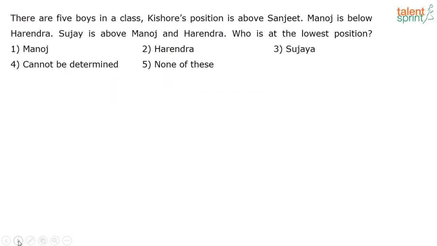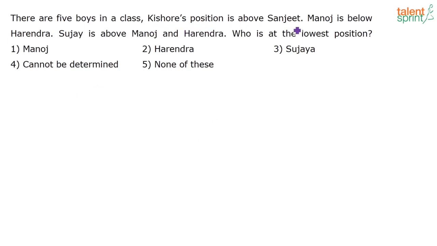So this is the next question on ranking. As I said, till now we were looking at queues and arranging people according to their rank. So this is the last type wherein you will have to arrange students according to their attribute. There are 5 boys in a class. Kishore's position is above Sanjeet. Manoj is below Harindra. Sujay is above Manoj and Harindra. Who is in the lowest position? So how do we solve this question? When such a question comes, just try to write down the given information and then we will be able to arrive at the answer from that.